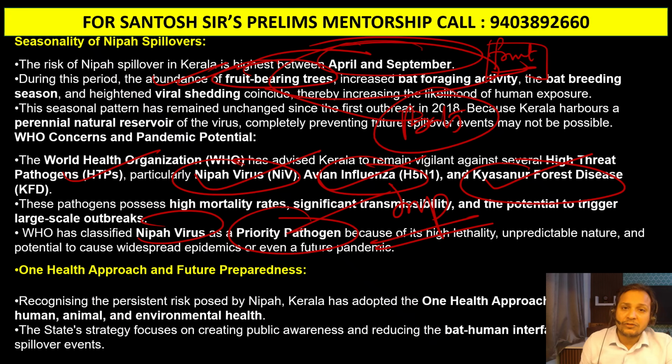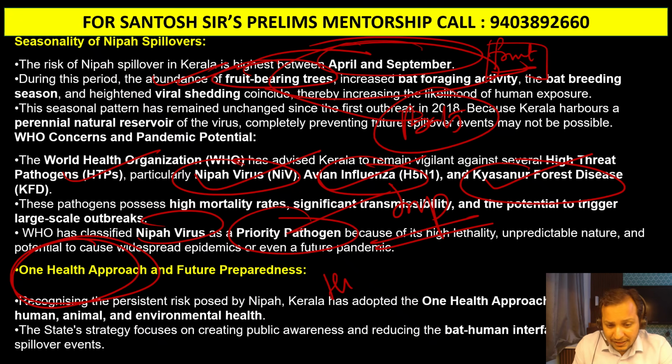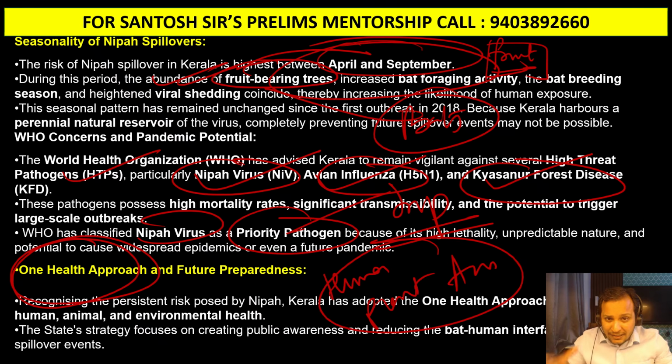Also guys, there is one concept which you should know: an approach called the One Health approach, which is important to tackle zoonotic diseases. What is the One Health approach? It is an approach which integrates human health, plant health, and animal health. This integration is called the One Health approach. This is really very important, because this is the approach which can help us tackle zoonotic diseases.